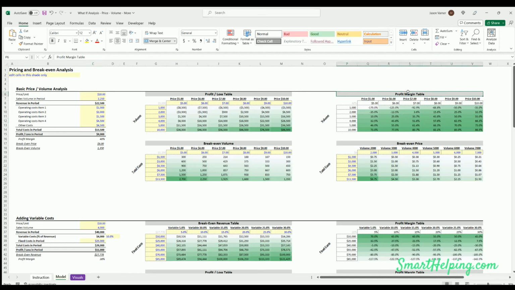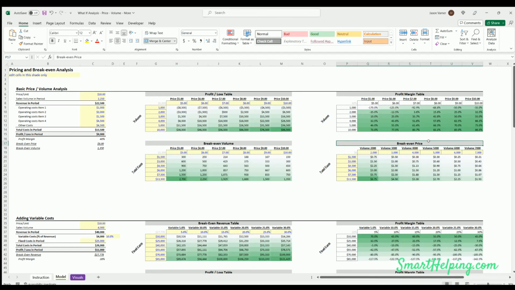This table, profit margin, same deal, but it's using profit margin instead of the actual profit and loss, showing you the different margins at various volumes and prices. This one, break-even volume, is showing you how many units you actually have to sell to break even if your prices are different and your costs are different. For example, the highest cost in the period and the lowest price charged will give you the highest break-even volume. So you have to sell the most to break even if those two things are true.